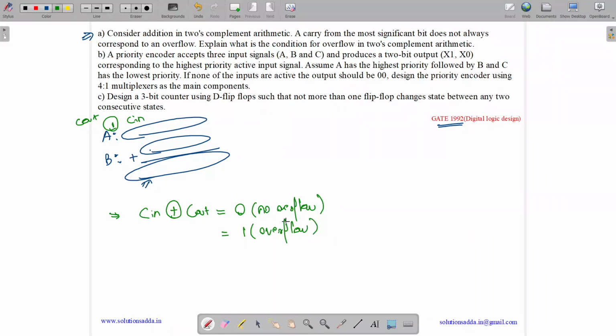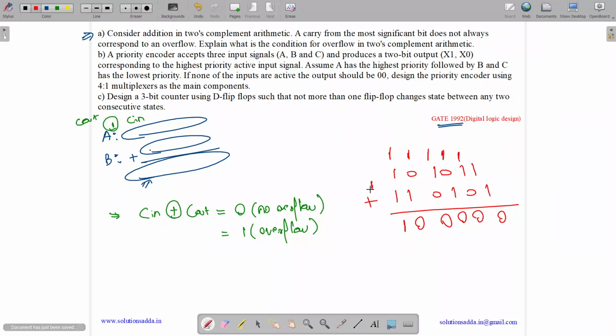Okay. Now let me show you with the help of an example. Consider we have two numbers 101011 and 110101 and we perform addition. Then 1 plus 1 is 0, carry over 1, 1 plus 1 is 0, carry over 1, 1 plus 1 is 0, carry over 1, 1 plus 1 is 0, carry over 1, 1 plus 1 is 0, carry over 1, 1 plus 1 plus 1 is 1, carry over 1. So what is C out? C out is 1. What is C in? C in is 1. So 1 XOR 1 is 0. 0 means no overflow. So no overflow in this case.